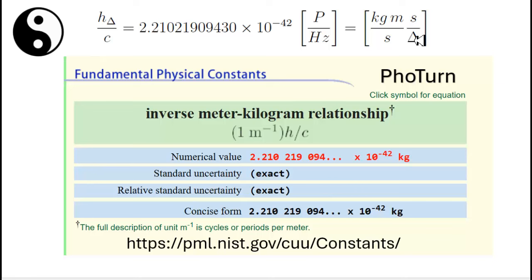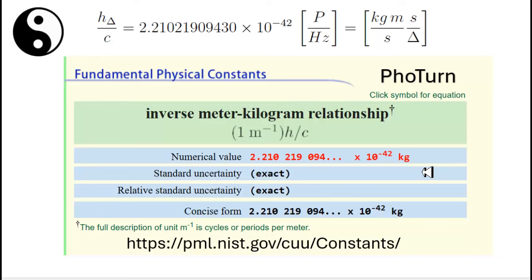They don't write the delta term. They cancel these two s's and they end up with kilogram times meter. And so what they do is they take this constant and multiply it by the unit of inverse meter to get rid of this meter term right here. They're only doing this so they can report this constant as having the units of kilogram.